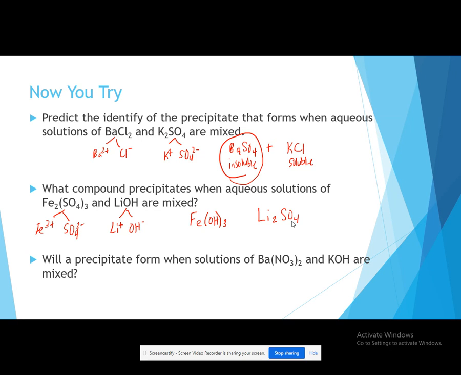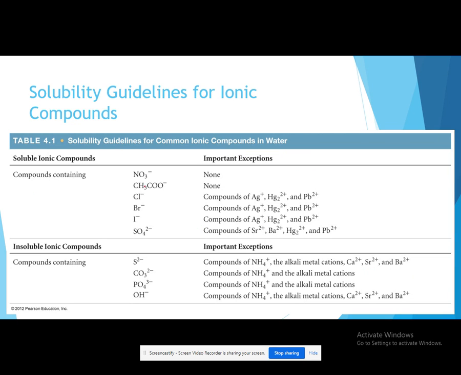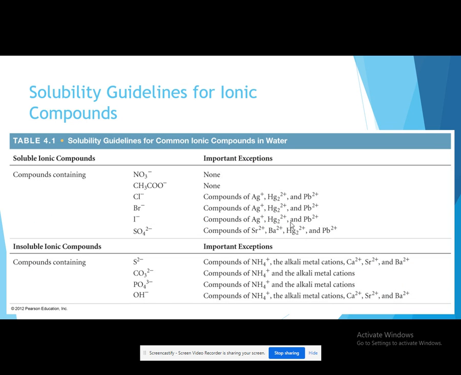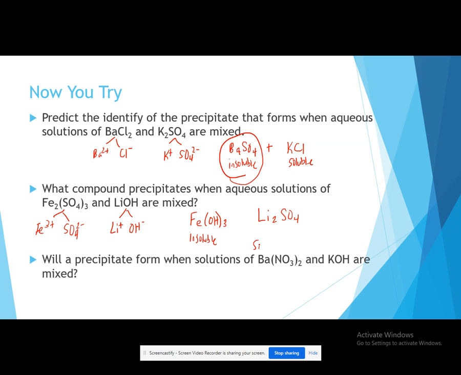Now I look on my chart. Which one's insoluble and which one's soluble? Well, I have OH and iron. So I go down this table. Well, OH is here, and then I have to see, is iron one of my exceptions? Nope, so that means it's insoluble. Over here, lithium and sulfate. So I go back to my table. Oh, there's sulfate, but lithium's not one of the exceptions, so that means it's considered soluble. So it's asking, when you form it, which one's the precipitate? This compound is going to precipitate.